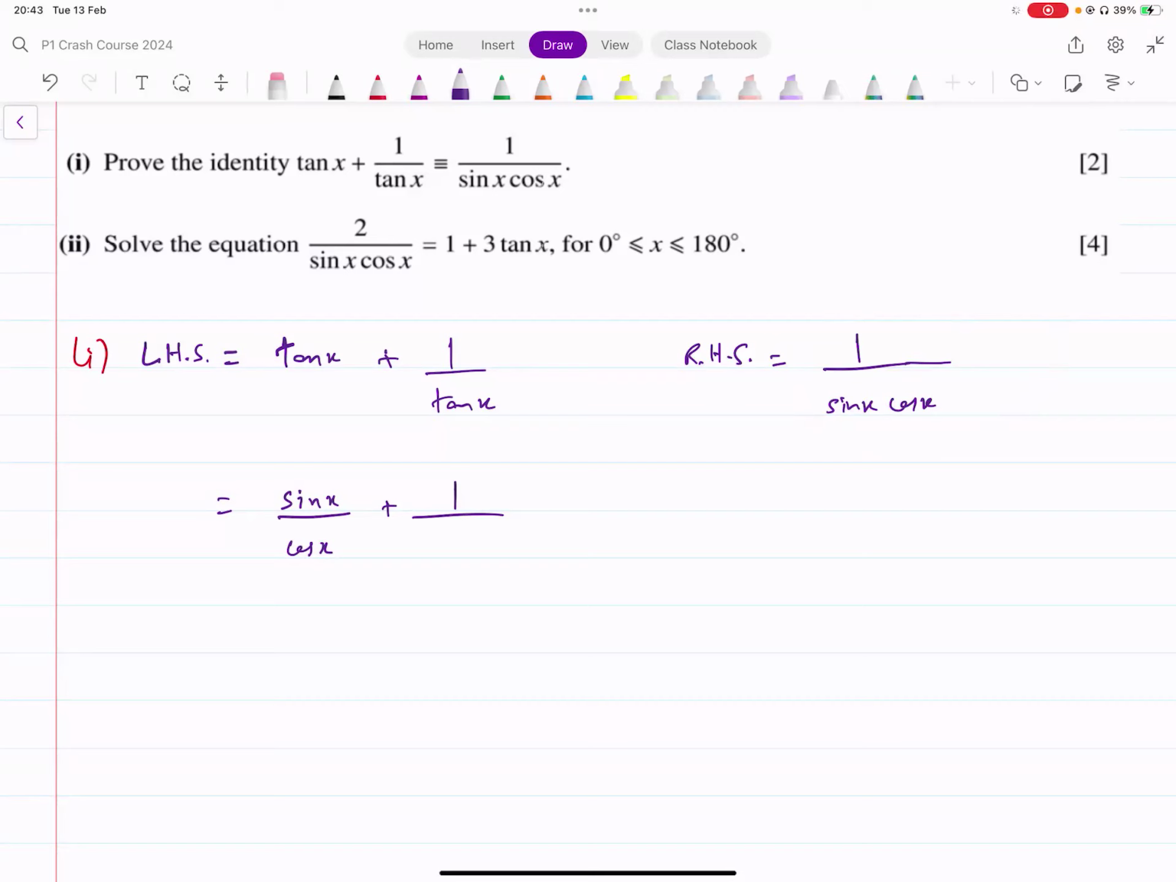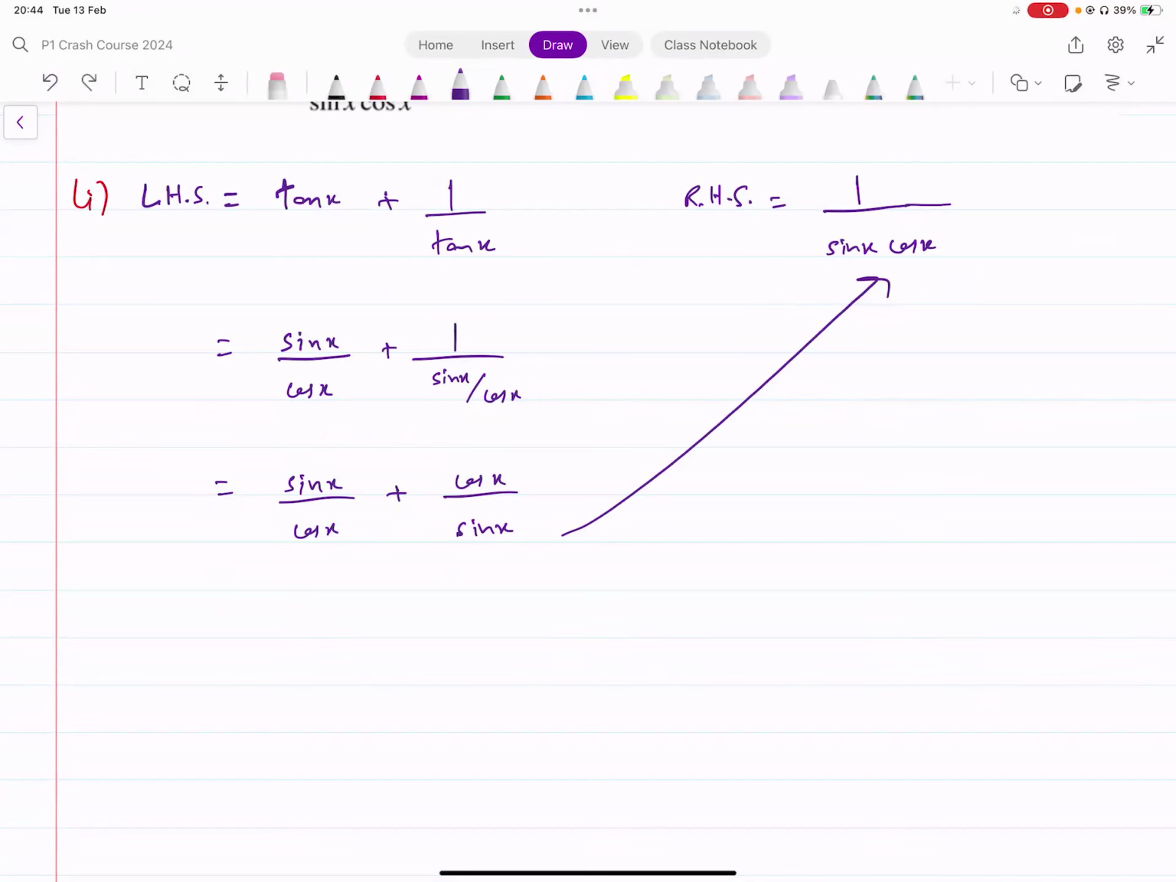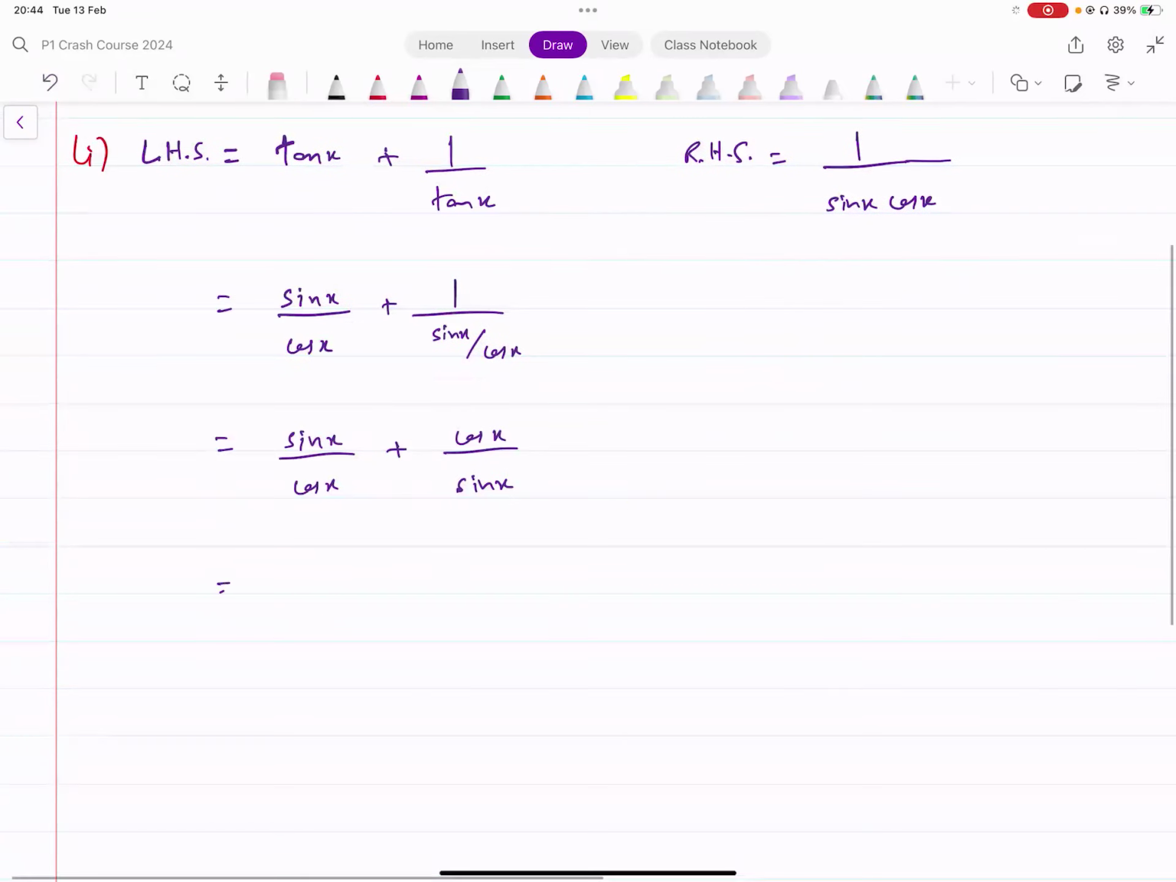Tan is sine over cos. 1 over tan, what would that be? You can write that directly as cos over sine if you want, or you can take one more step. You can say tan is sine over cos, and then cos goes to the numerator, and it becomes sine x over cos x plus cos x over sine x. And now if you take LCM, you can kind of get that form, right? You get sine x into cos x in the denominator. The denominator gets multiplied when you take LCM. That will give you sine x into cos x in the denominator.